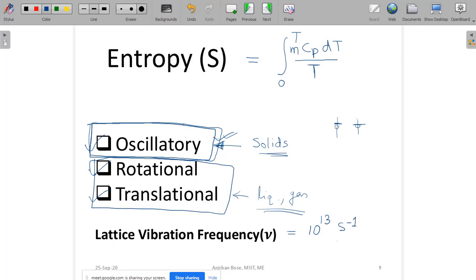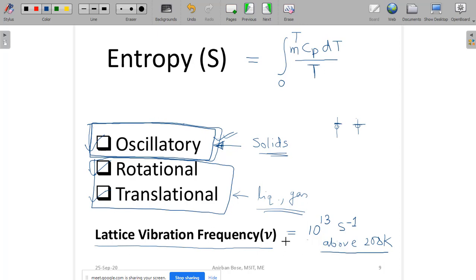If you increase the temperature above 200 Kelvin, this frequency is almost constant. It is not going to increase much even if you increase the temperature. So this particular stabilized frequency above 200 Kelvin, 10 to the power 13 per second, is what is called the lattice vibration frequency, symbolized by nu.